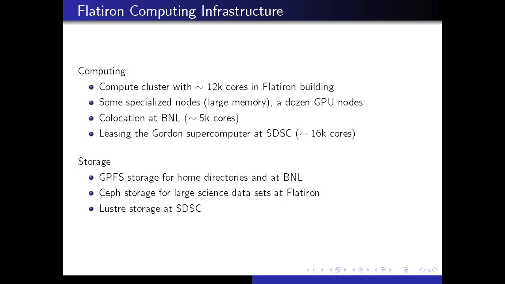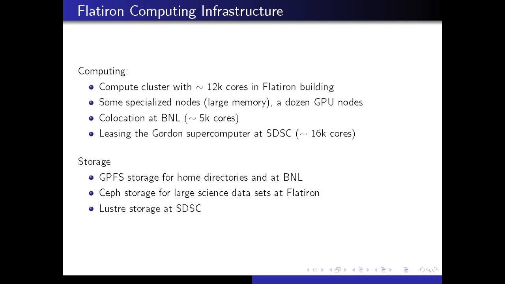So a little overview of the cluster that we have at Flatiron. Our building is in Midtown, so space and power and cooling, et cetera, is all at a premium. We have a data center in the basement that has about 12,000 cores with a few specialized machines and a few GPU nodes as well. We have a co-location facility at Brookhaven National Labs with another 5,000 cores, and we're leasing the San Diego Gordon supercomputer, which is about 16,000 cores.